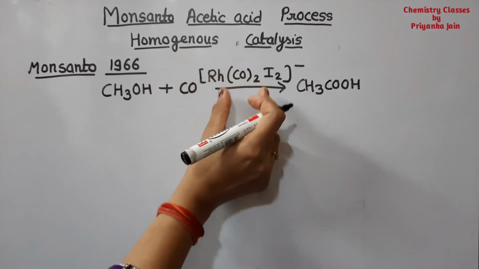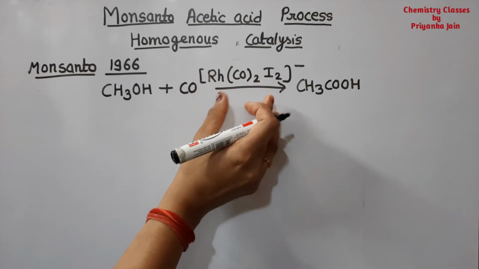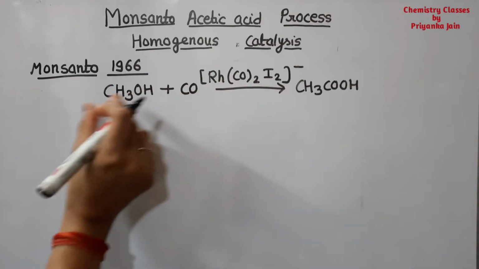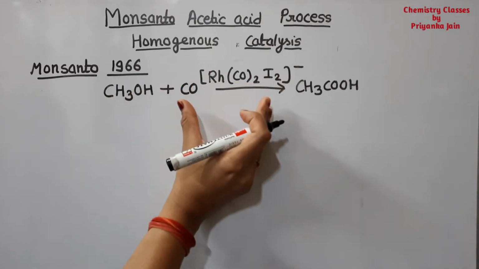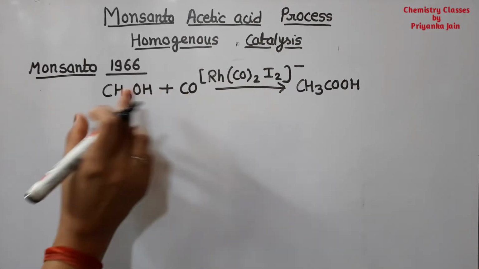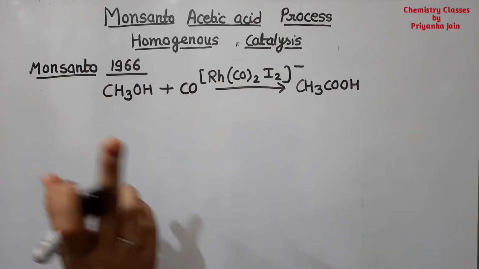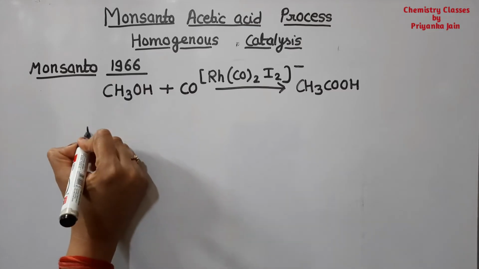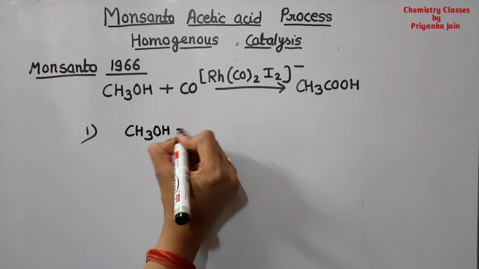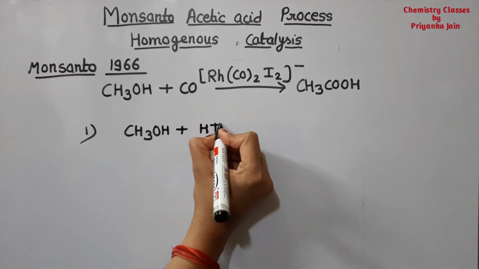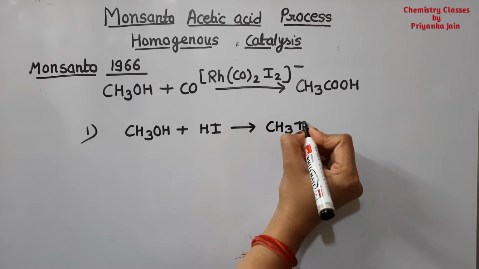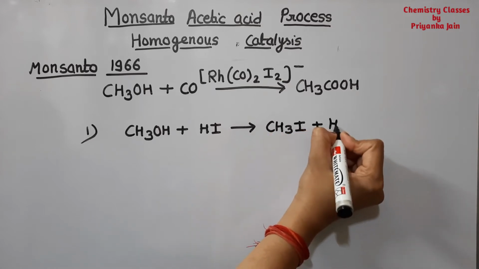So we have to study this catalytic reaction, how this catalyst acts in this particular reaction, how this cycle proceeds. Now this reaction proceeds in 3 steps. The first step is that methanol first reacts with hydrogen iodide to form CH3I and H2O.